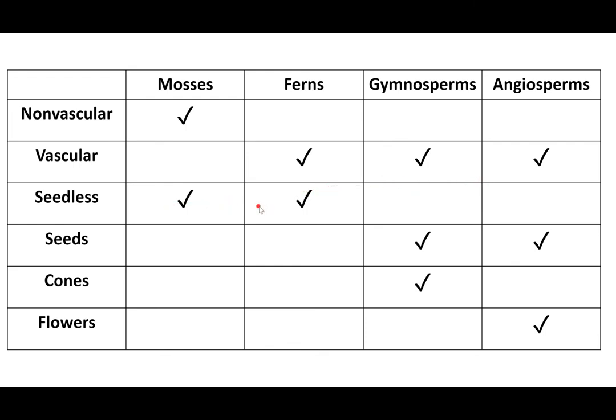Seedless are moss and ferns. Remember, they are going to use spores in order to reproduce. Gymnosperms and angiosperms use seeds. Remember, the word sperm means seed. Cones are used by gymnosperms, right? Naked seed that's not enclosed in anything. And then, of course, flowers are used by angiosperms to help attract pollinators. And also the seed is enclosed in a fruit because the word angio means vessel. So the seed is enclosed in a vessel, which we call a fruit.